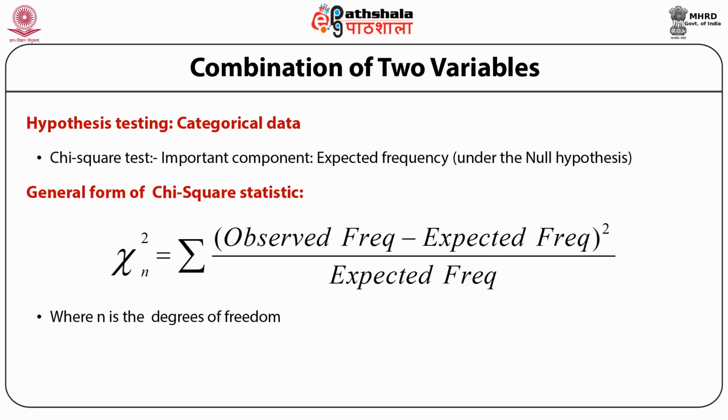What do you mean by degree of freedom? It is the independent constraint, and in the case of chi-square, the degree of freedom is equal to (number of rows minus 1) into (number of columns minus 1), if the data is represented in tabular form.